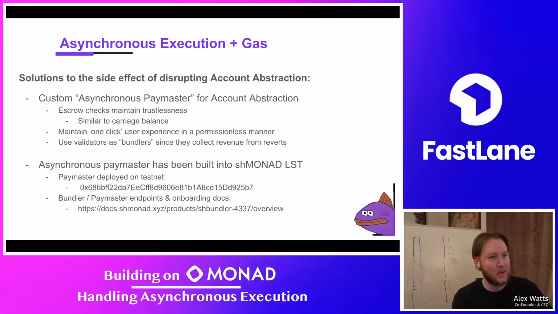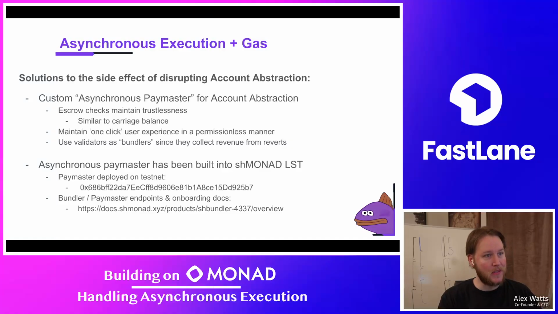Good news is that it was a foreseeable problem, and so Fastlane had a solution ready to go. We have actually built an asynchronous paymaster into our liquid staking token. This is already available live. If you are an app that is using account abstraction or using something that is 4337 or similar in order to deliver a one-click, smooth, bespoke user experience for your users, and you want a system that is already built around the changes that Monad has in order to maximize your overall flow and your users' experience, we've got it ready to go for you.